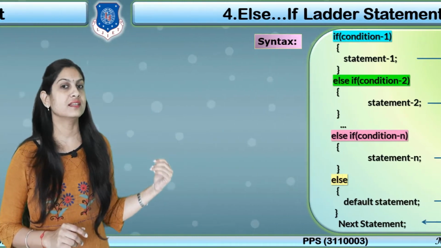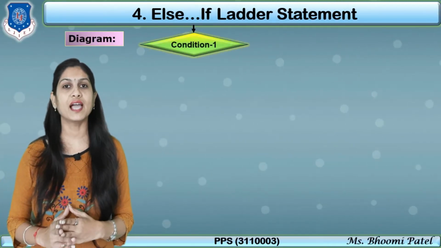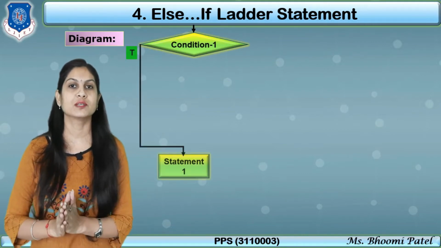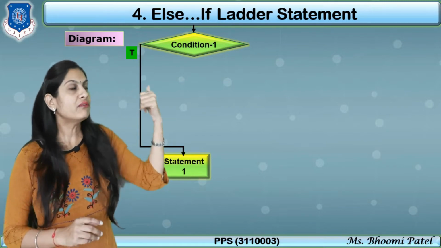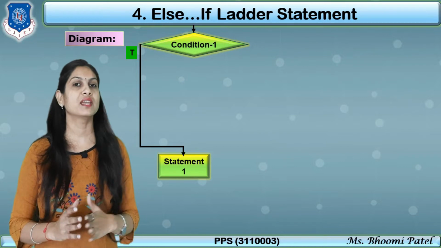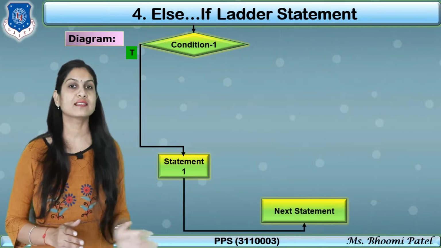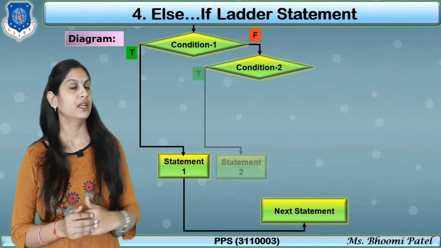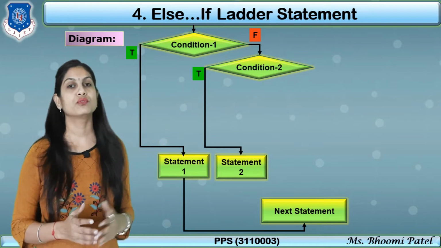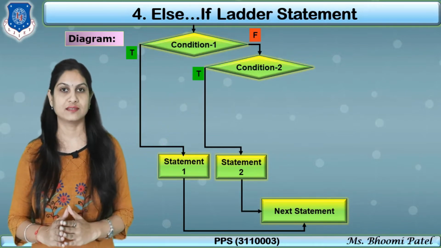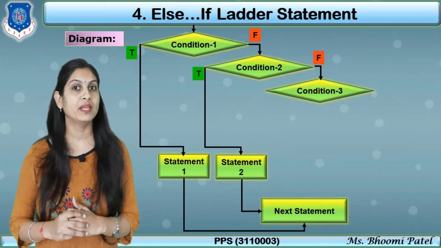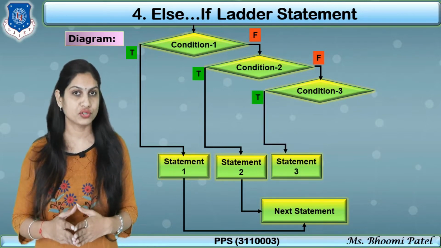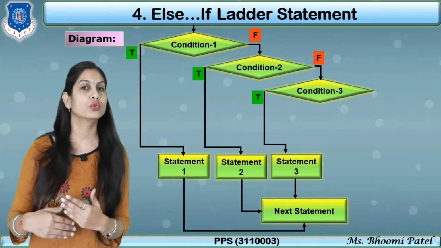Now let's understand this syntax with a diagram. In the diagram the first is a condition, so we put a diamond shape, and it has two possibilities. The first is, suppose, true. If condition 1 is true, then our statement 1 is executed and we move to the next statements. But if condition 1 is false, then we have to check the second condition. If condition 2 is true, then we execute statement 2 and move to the next statement. Again if condition 2 is false, then check the third condition. If condition 3 is true, then statement 3 will be executed, and go to the next statements.